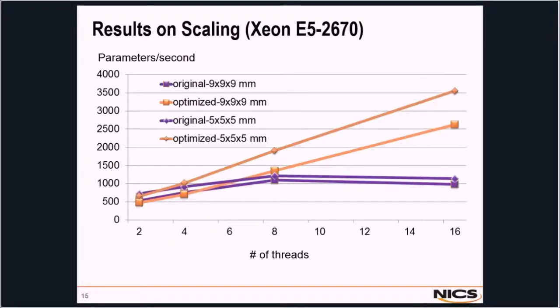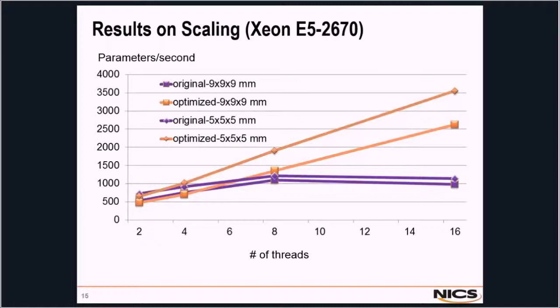Here, let me show you some scaling results just by optimizing the OpenMP structure of this code. In this plot, the orange plots are for the optimized code, and the purple ones are for the original code. I show two different patch sizes: one is 9 by 9 by 9, while the other is 5 by 5 by 5. For both, the original code's performance actually decreased past 8 threads, and we see nice scaling for the optimized code.